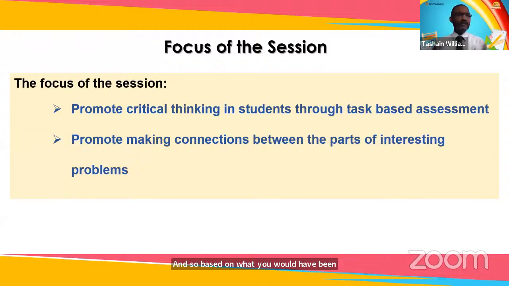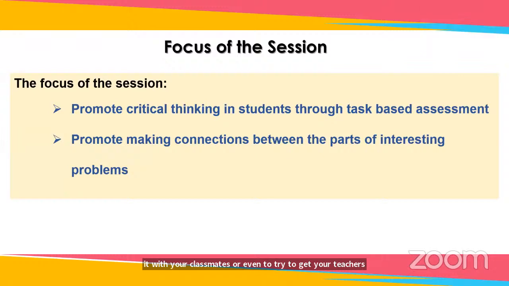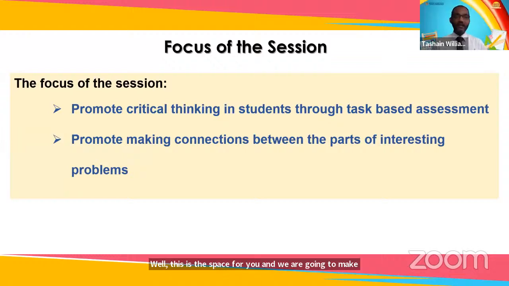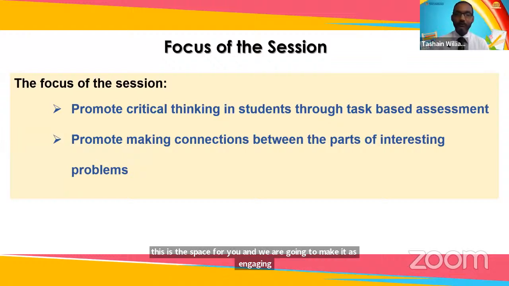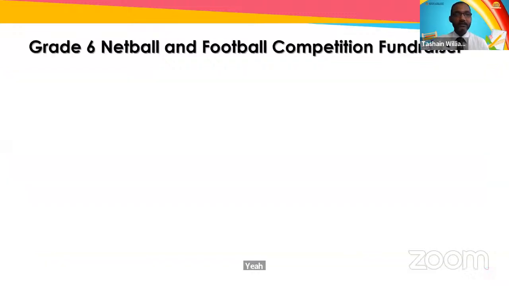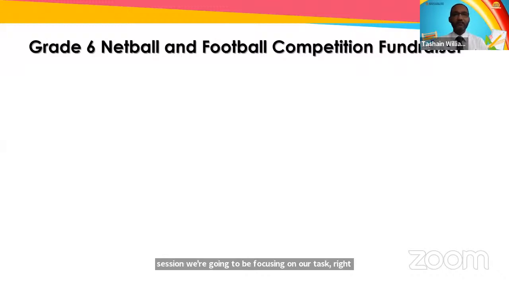For those of you who didn't get a chance to see that paper, to see the task, to try it with your classmates, or even to try it with your teachers, this is still the space for you, and we are going to make it as engaging as possible. Boys and girls, let's get going. In today's session, we're going to be focusing on a task, and the task is surrounding the grade 6 netball and football competition fundraiser. That is the title of our task today.